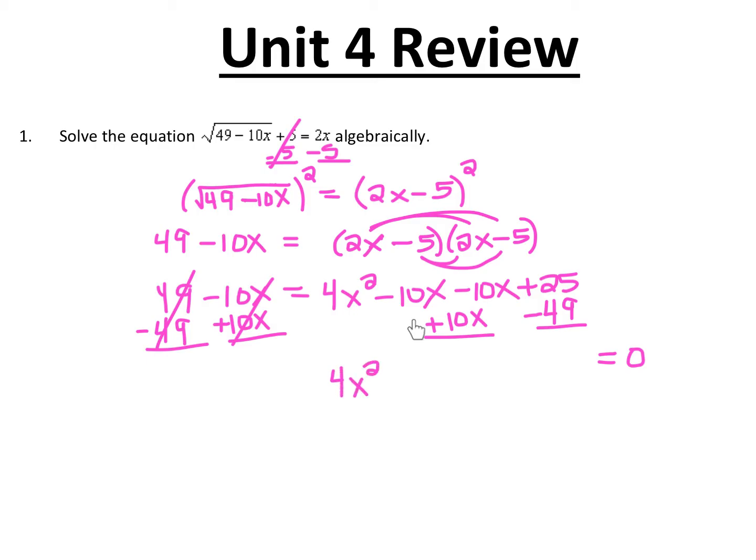And if I combine a negative 10x, a negative 10x, and a positive 10x, well, really what happens is, doesn't a negative and a positive cancel? So I'm going to bring down one of those negative 10x's. And then 25 minus 49 is negative 24.